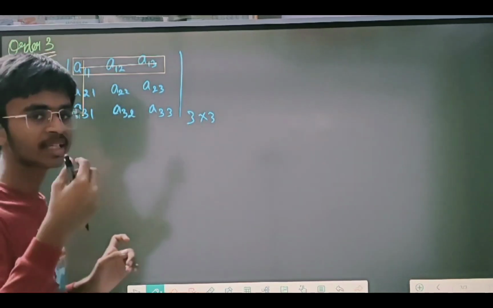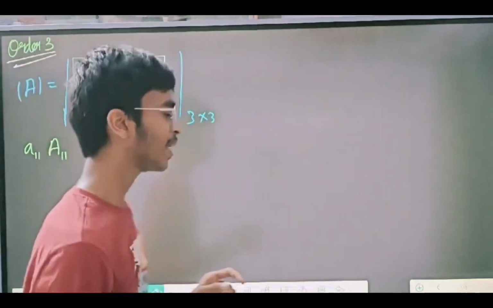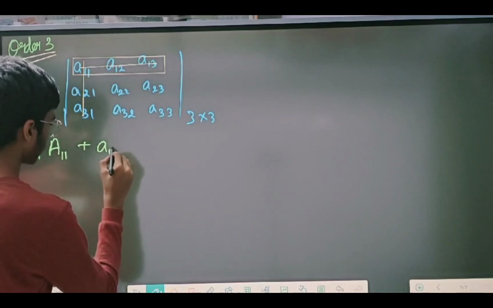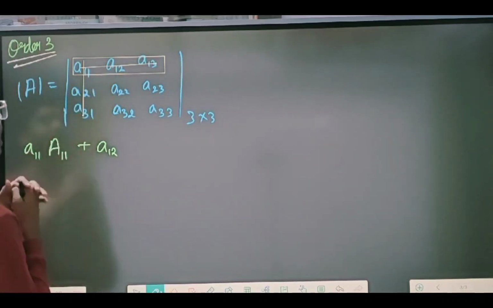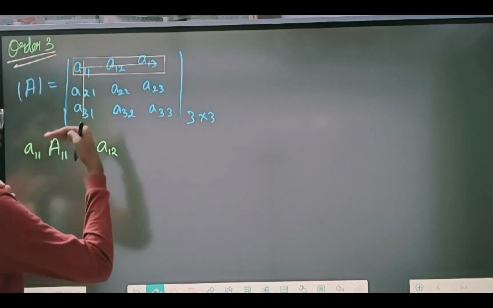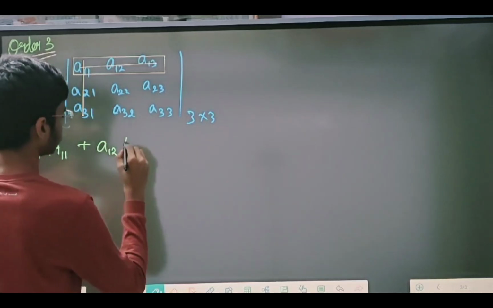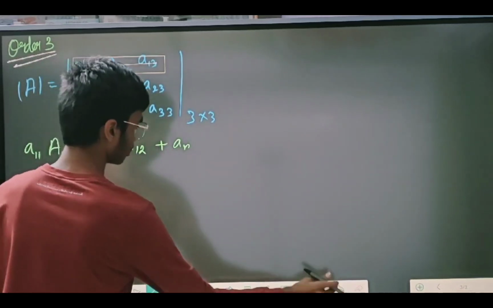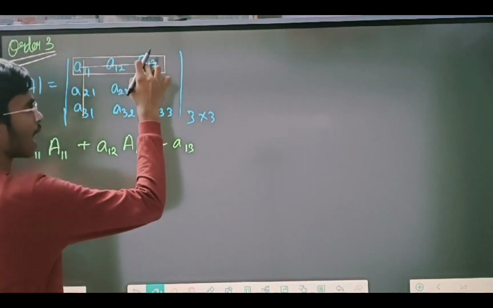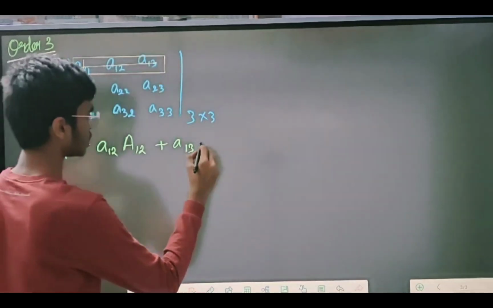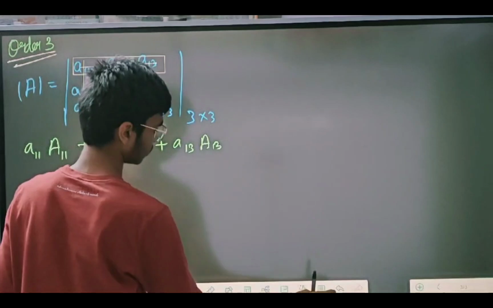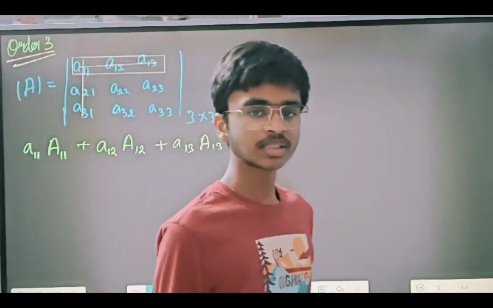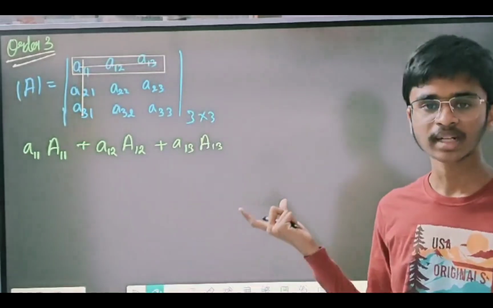which is represented with capital A11. Then plus the second element, small a12, and I have to multiply it with its own cofactor A12, plus a13, that means this element and then this element's cofactor, which is A13. This is how it has to be done.